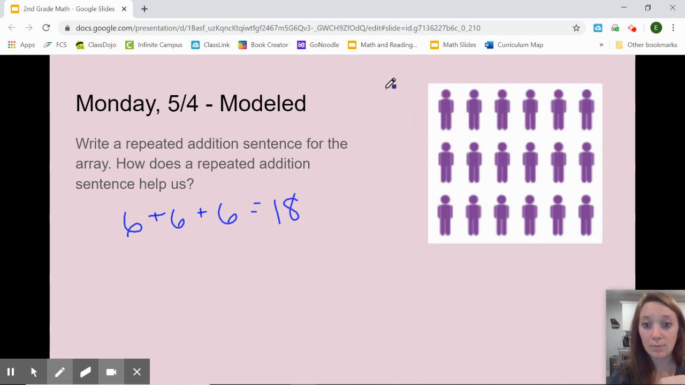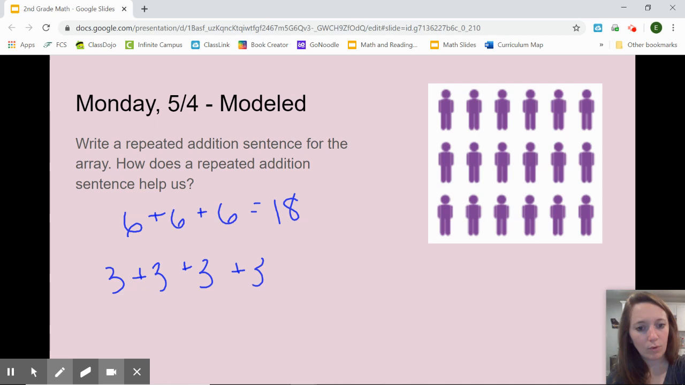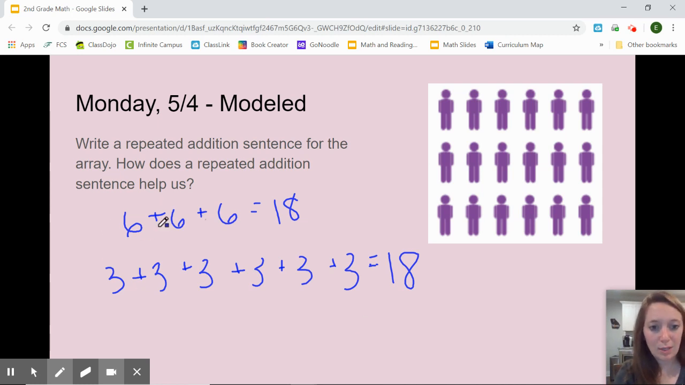And now I have to do the columns. There's 3 and 3 and 3 and 3. So it looks like there's 3 six times. 1, 2, 3, 4, 5, 6. So 3 plus 3 plus 3 plus 3 plus 3 plus 3 equals 18. So with this one, I had 3 sixes. With this one, I had 6 threes. And there's my repeated addition sentences.